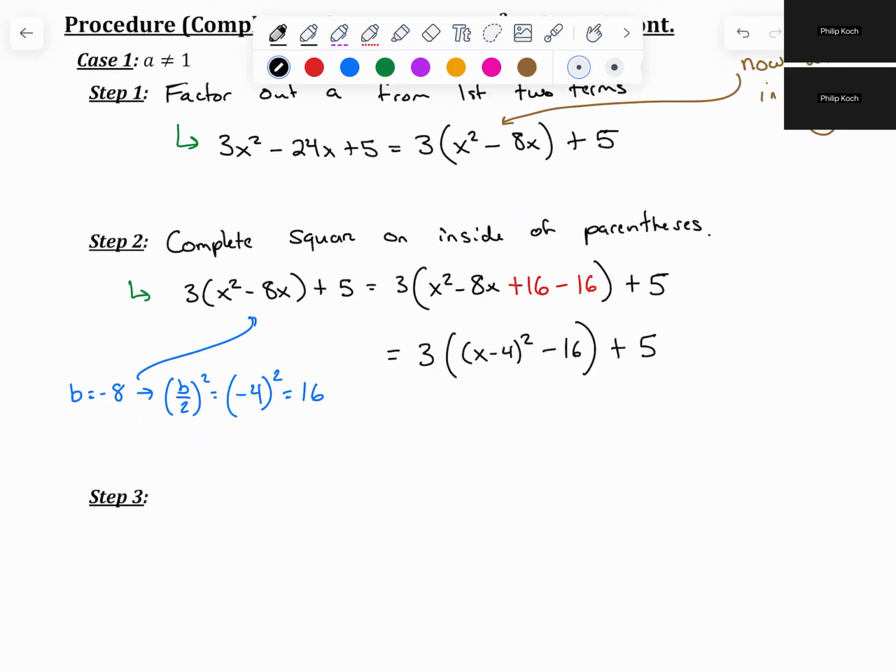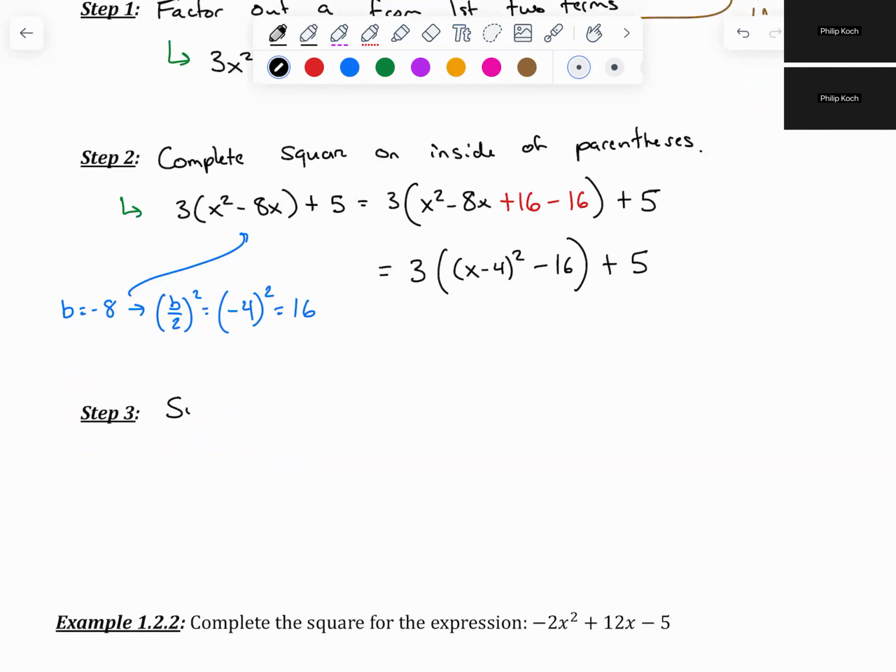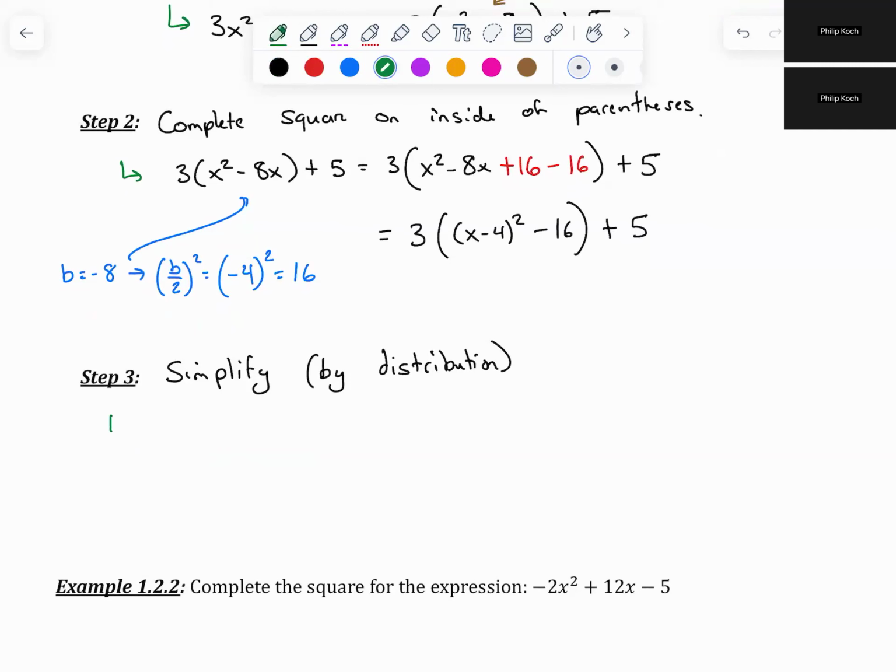Skip as much arithmetic and algebra as you'd like, because that's what step 3 is going to be, is simplify. Simplify by distribution. So in this example, I'm going to rewrite the last thing I had, so this statement right here, 3 times that. So leave a little space. So 3 times, in parentheses, smaller parentheses, x minus 4 quantity squared minus 16, and big parentheses plus 5.